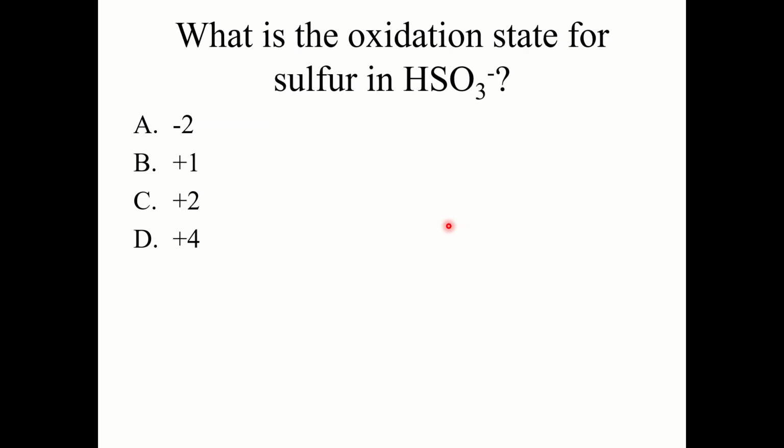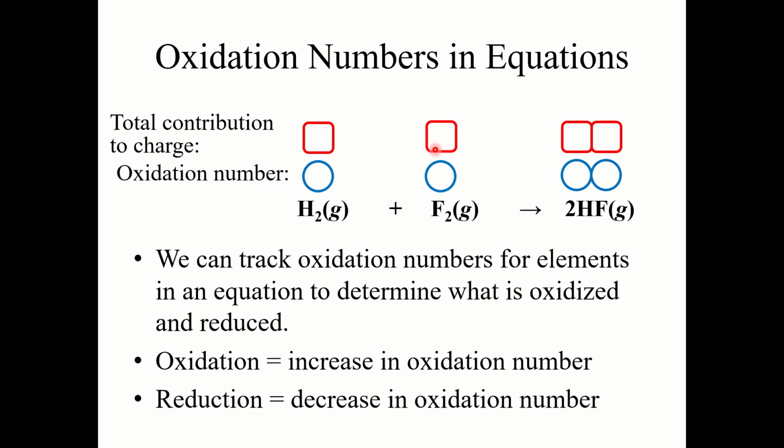All right, let's get to this knowledge check question. What is the oxidation state for sulfur in HSO3-? So give this one a try. Okay, correct answer here is +4. So oxygen is -2. There are 3 of them, so that's a total charge of -6. Hydrogen is +1, so we've got +1 and -6. And we've got an overall charge of -1, so sulfur here must be +4.